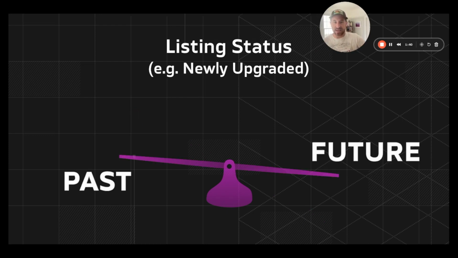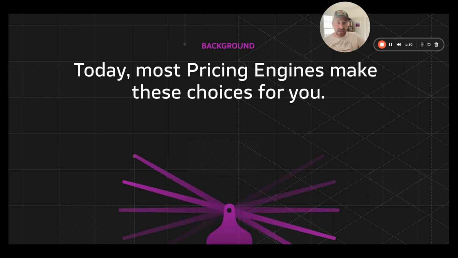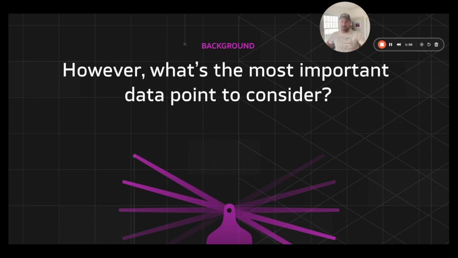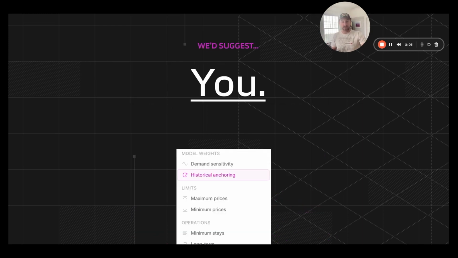Or what if you had a listing that had a long booking history but was recently upgraded? That might be a property you want to start paying attention to the future more than the past. Today, pricing engines make these choices for you. However, at Wheelhouse, we'd ask the question, what is the most important data point to consider when properly weighting a model? And we would answer, that is you.